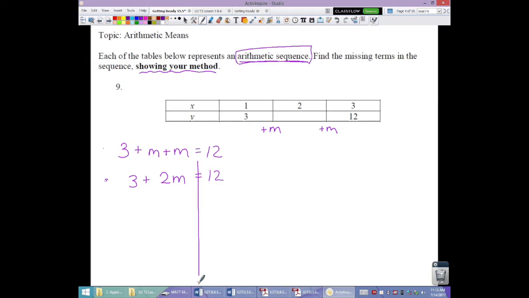But now we just have a little linear equation to solve. If we subtract 3 from both sides, so that 2m is 9, that means dividing by 2 on both sides, m is 9/2 or 4.5. Okay, so if the common difference, that's what we just found here, our constant rate of change, is 4.5, then this term in between here, 3 plus 4.5, must be 7.5. And then if I add 4.5 to that, I'm at 12.